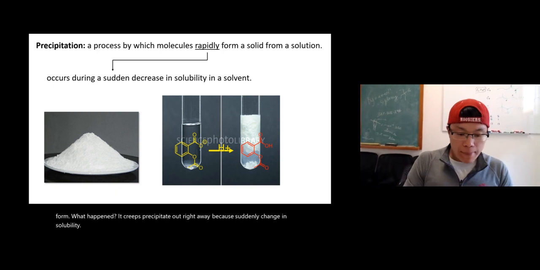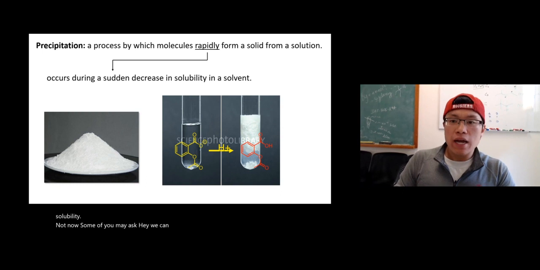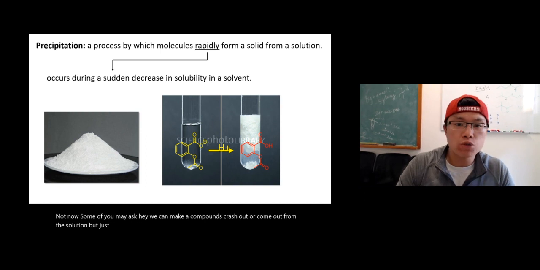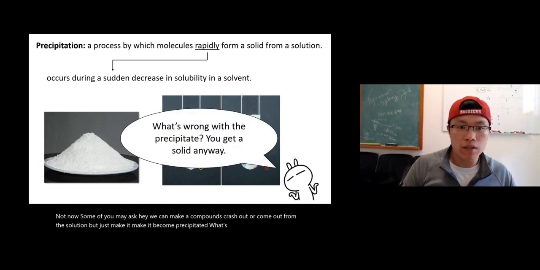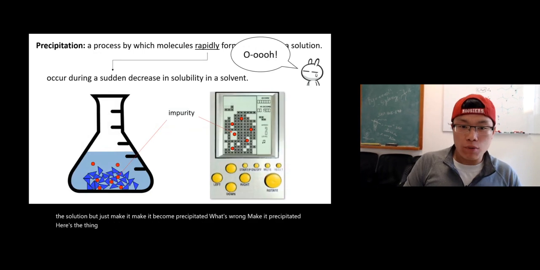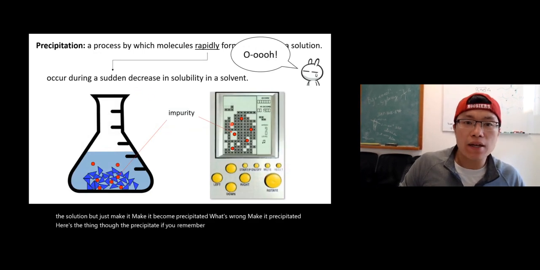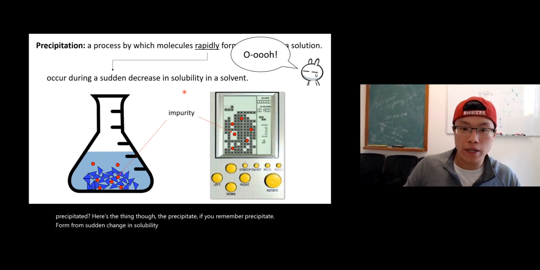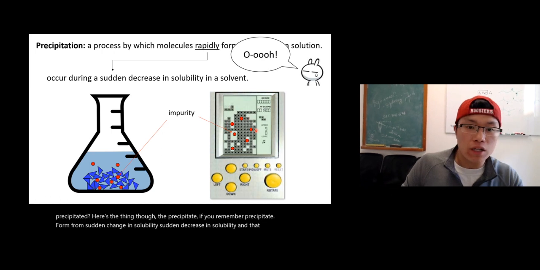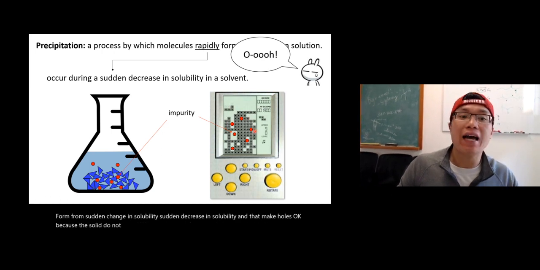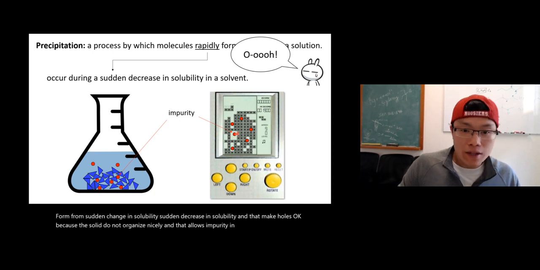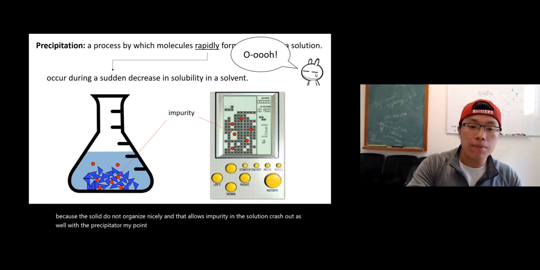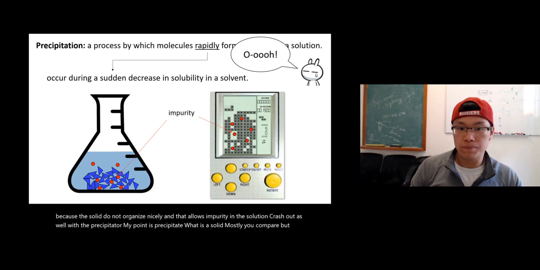Right? Now, some of you may ask, hey, we can make a compound crash out or come out from the solution by just making it precipitate. What's wrong with making it precipitate? Well, here's the thing though. The precipitate, if you remember, forms from a sudden change in solubility, a sudden decrease in solubility, and that makes holes. Okay, because the solid does not organize nicely, and that allows impurities in the solution to crash out as well with the precipitate. My point is, precipitate, well, it's a solid, mostly your compound, but it's not pure.